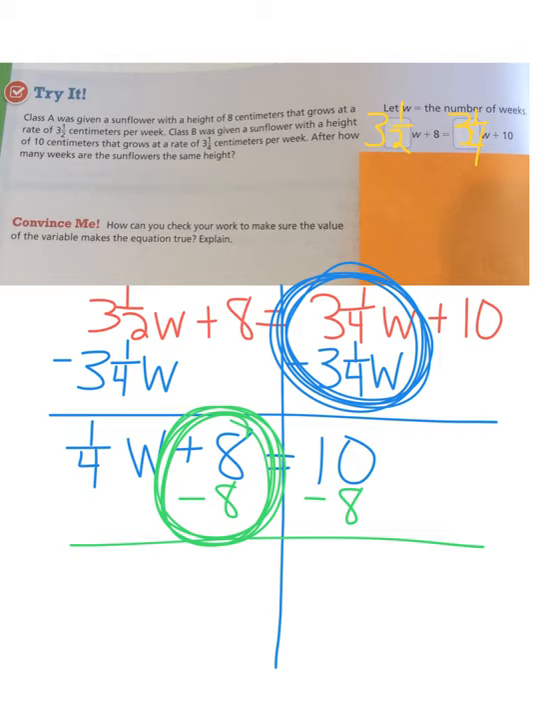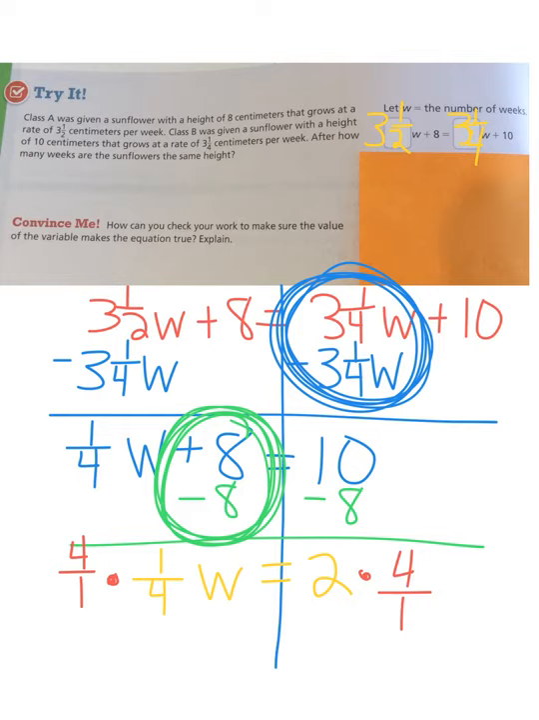Bring down my 1/4 W, and 10 minus 8 is 2. And now we know that the inverse operation of 1 divided by 4, we can use our reciprocal here. Because it's a fraction, we can use our reciprocal. We're going to multiply both sides by 4 over 1.